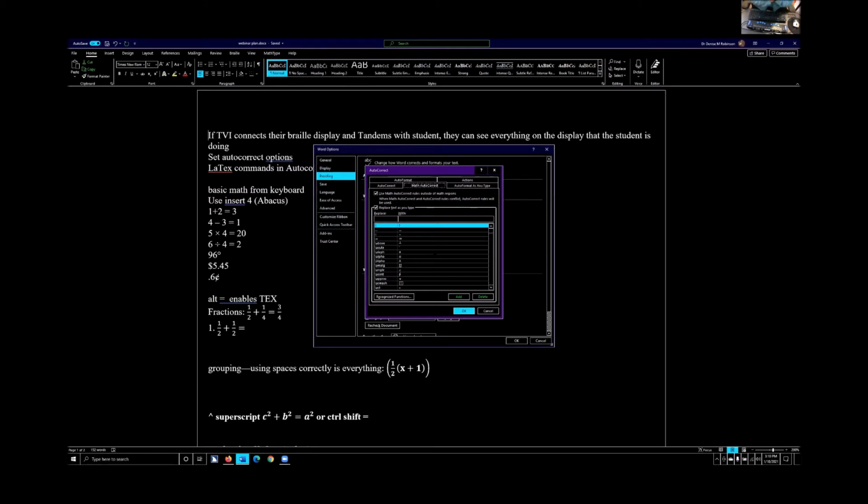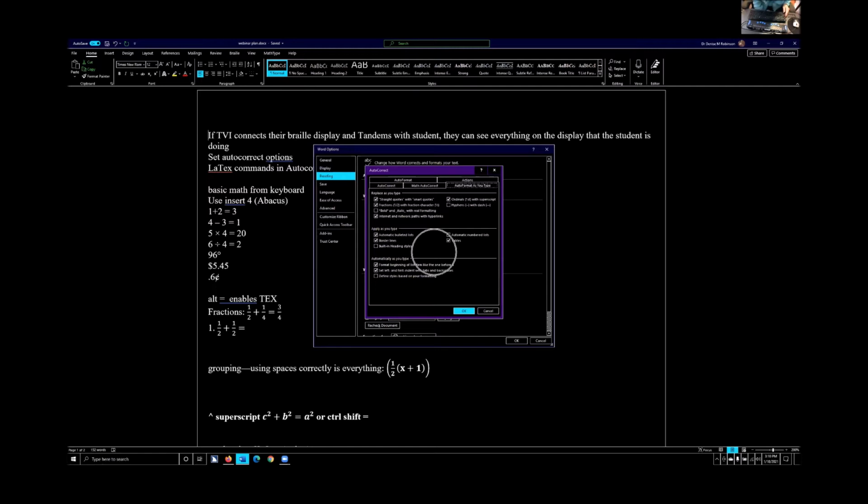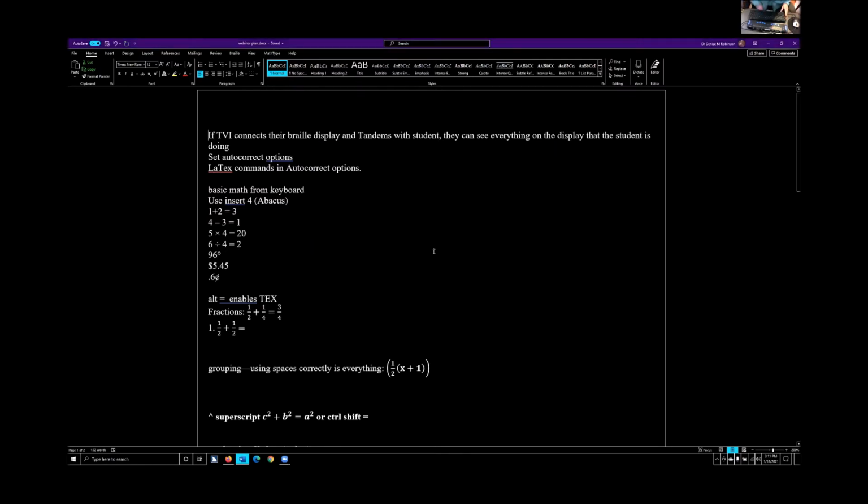Math autocorrect options. You're going to learn that LaTeX commands start with backslashes, and all these commands are actually right here in your math autocorrect. That's just a side note. Control Tab to Auto Format As You Type. Here you need to tab about 8 times and uncheck the box for automatic numbered lists. You do not want that, because if you type a number and it automatically inputs a list, it really throws the student off. Escape.